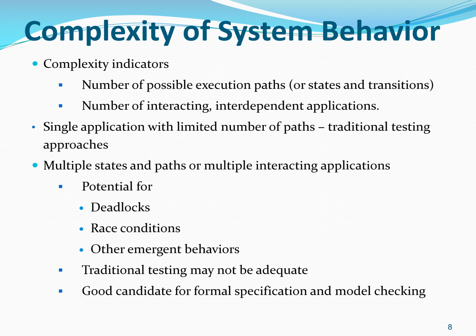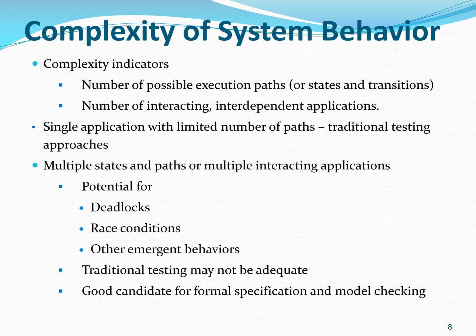And by complexity here, we mean the functional complexity of the system. So indicators would be the number of execution paths, that's states and transitions, and the number of interacting and interdependent applications. A single application with a limited number of paths is fine for traditional testing approaches because we can see all of the paths and easily verify that they're covered.